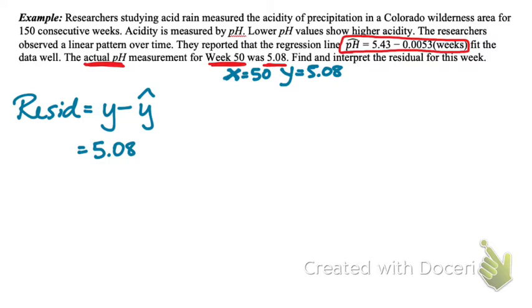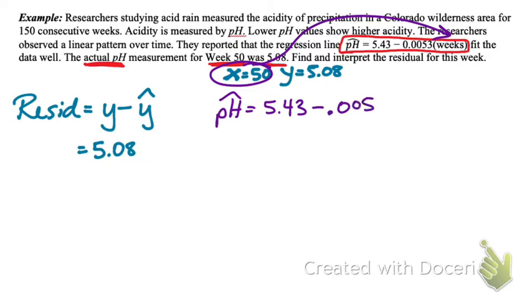I hope you just answered out loud. You should have. So we're going to take the X value and plug it into the equation. pH hat equals 5.43 minus 0.0053 times 50. We should have had a pH of 5.165.